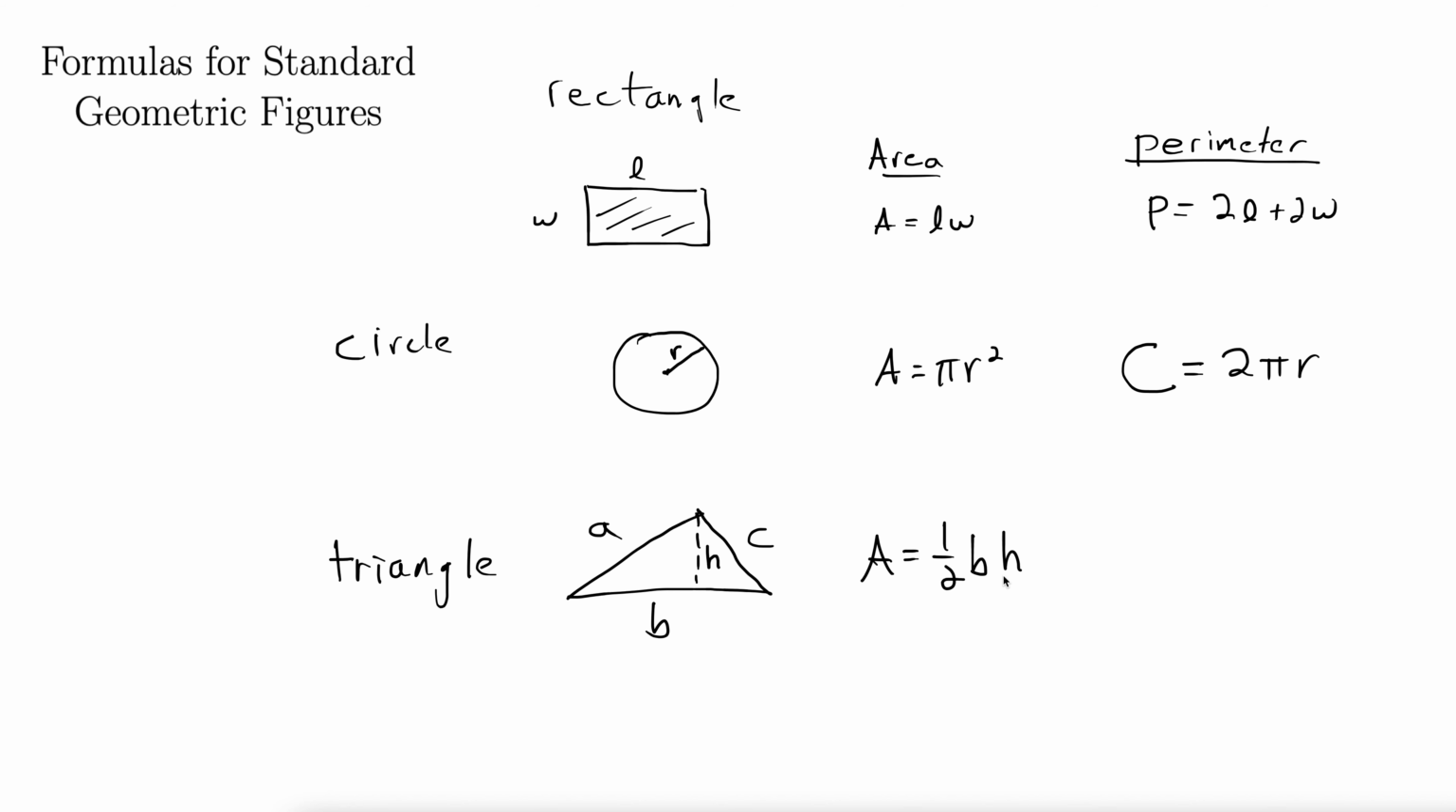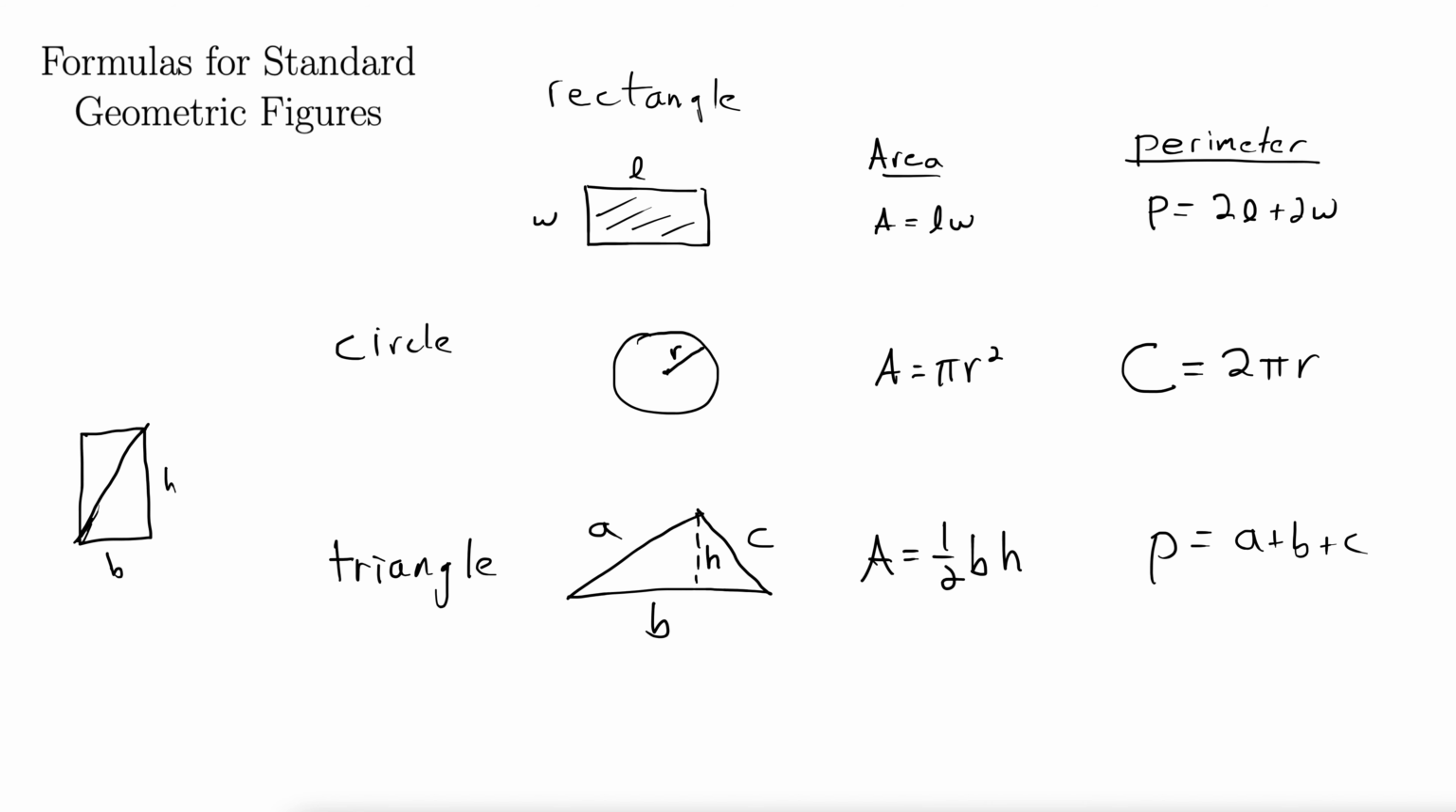You can think of it as half of a square. A square or a rectangle would be base times height. Here's that same formula up here, and then it's half that, because you can think of a triangle as half of a rectangle. That's the way I remember the formula anyway. It's just half of the area of a rectangle. And then for the perimeter, we just add up all 3 sides. So A plus B plus C.